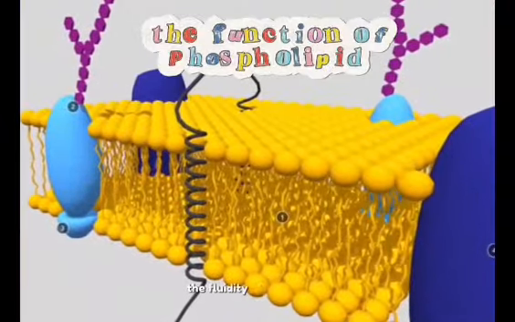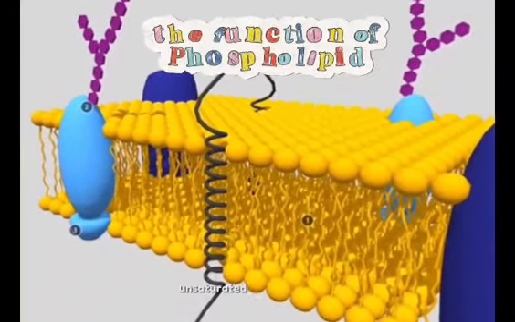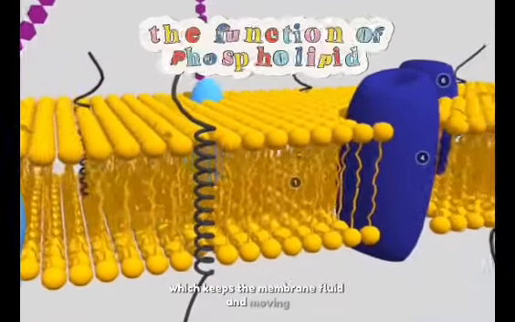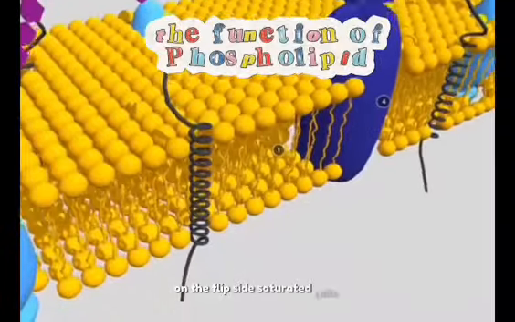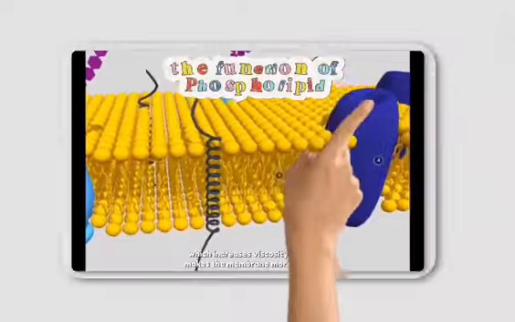The fluidity of the plasma membrane depends entirely on its hydrocarbon tails. Unsaturated tails have kinks that prevent tight packing, which keeps the membrane fluid and moving. On the flip side, saturated tails pack tightly together, which increases viscosity and makes the membrane more rigid.